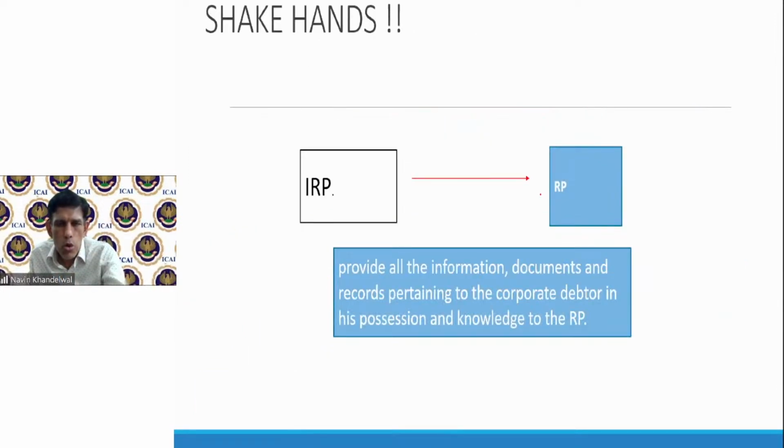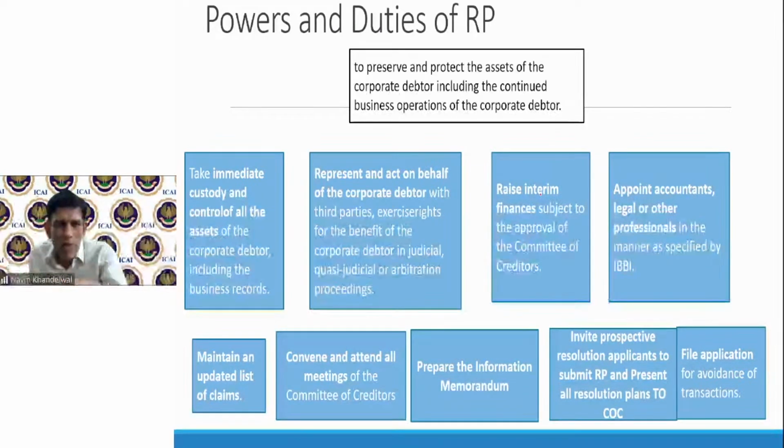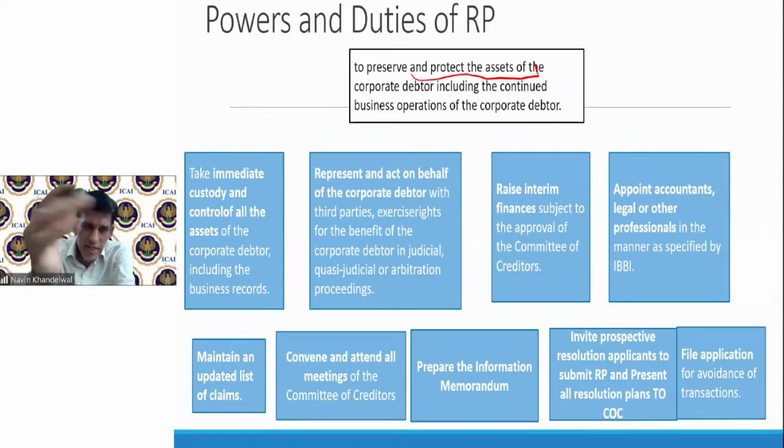In the meanwhile, the old IRP, if he has been changed by a new RP, will hand over all the information to the RP. And the RP will take immediate custody and control, and represent on behalf of the corporate debtor. And very important, three things are important to the whole process. Obviously, once he has taken custody, he will ensure, preserve and protect the assets of the CD. If the custody has been transferred to the RP, he will ensure the preservation and protection. He can appoint any accountant, legal professionals for his support. But now the major job, as I said, is to bring out a resolution.